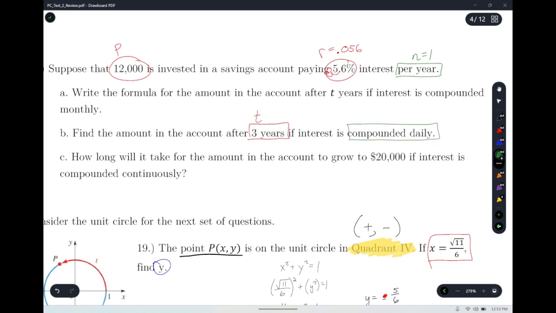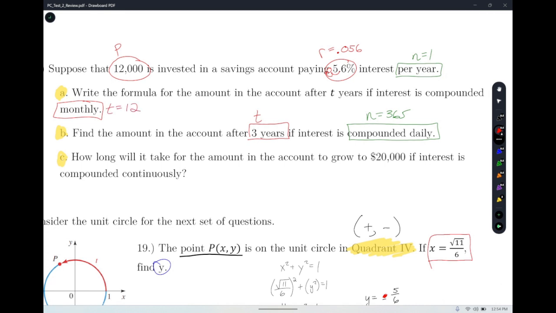Compounded daily is your N. N equals 365. That's different. This is B. A, B, and C. I'm just looking for all the keywords somewhere in here. Compounded monthly, what would your N be? 12. Compounded continuously. Different formula. A equals P E R T. A equals PERT. Pert.